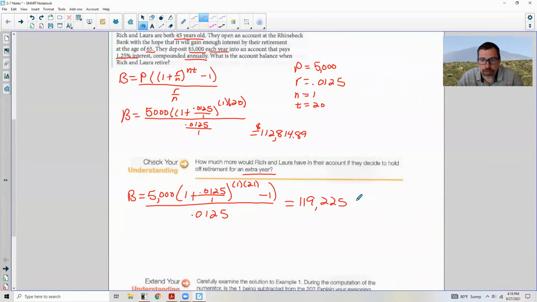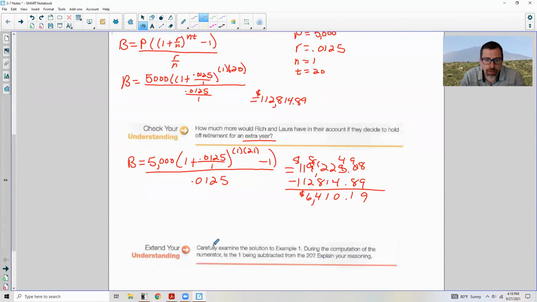and 8 cents. So how much more? We would take that 119 minus 112,814.89 and subtract, and that would be $6,400.19. Okay, so that's that one.